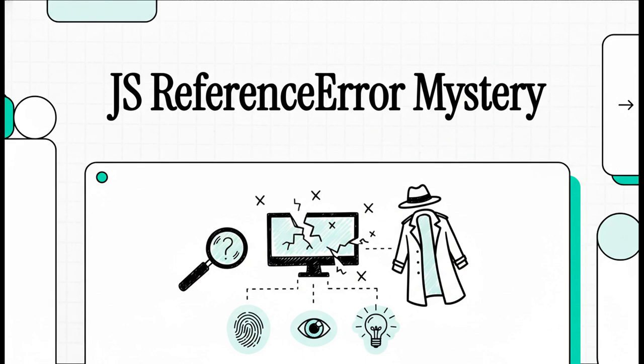If you've ever written a line of JavaScript, I'm willing to bet you've slammed right into the dreaded reference error. You know the one. It just stops your code dead in its tracks. But what if I told you it's not just some random bug? What if it's actually a mystery, full of clues, just waiting to be solved? Okay, let's put on our detective hats and crack this case together.